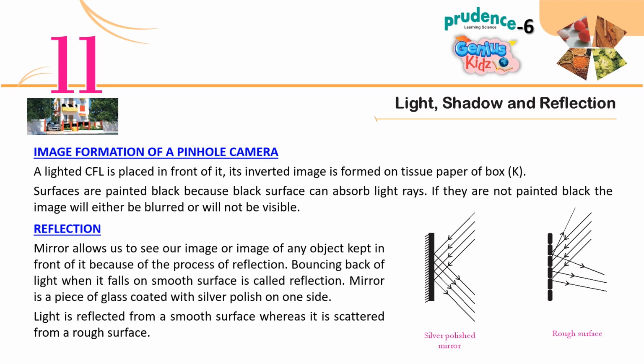Reflection. Mirror allows us to see our image or image of any object kept in front of it because of the process of reflection. Bouncing back of light when it falls on a smooth surface is called reflection. Mirror is a piece of glass coated with silver polish on one side. Light is reflected from a smooth surface whereas it is scattered from a rough surface.